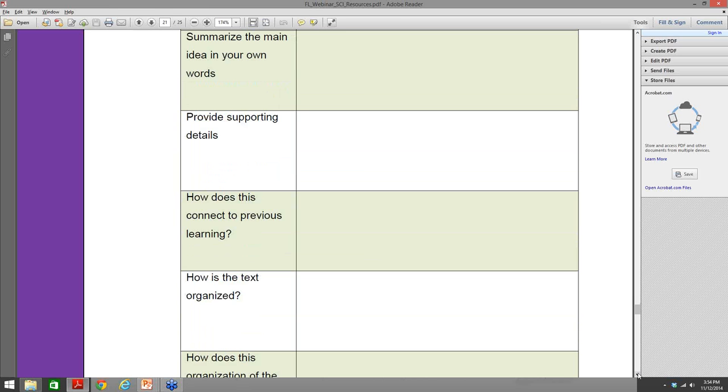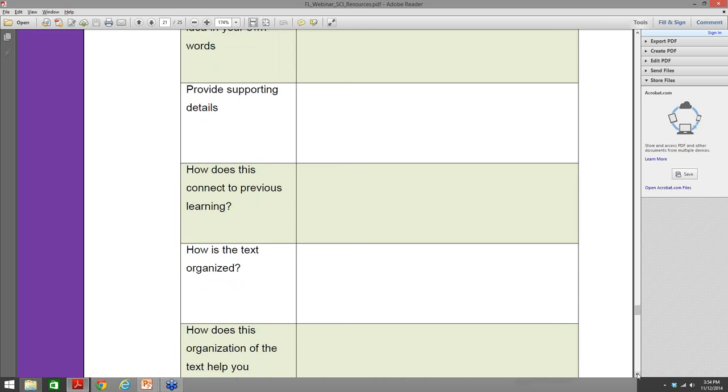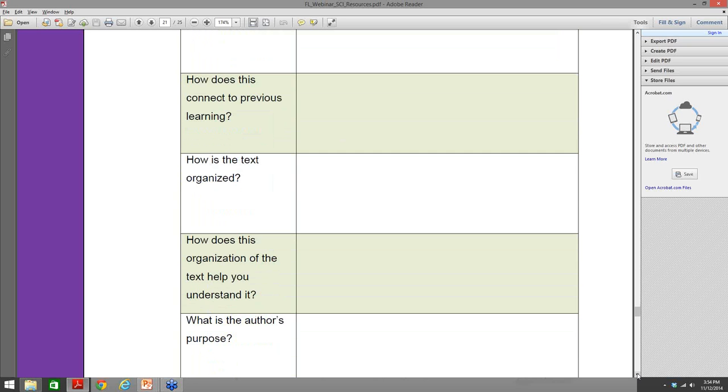Yeah, it would. And then, of course, how's that text organized? Is it chronological? What's the format of it? And how does that organization help me understand it better? If it's something that is a step-by-step process and I understand that, wow. Or if it's a cause and effect, great.